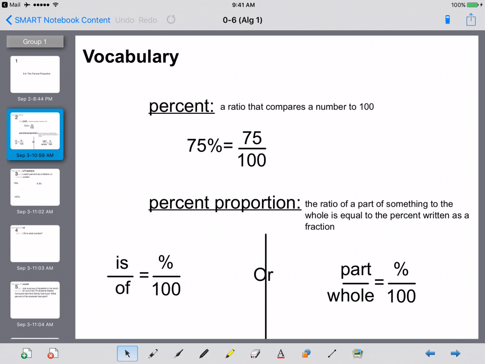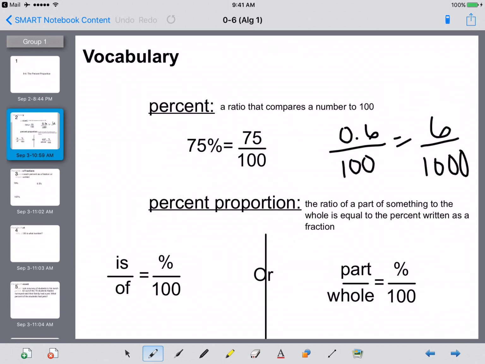So some vocabulary here: a percent is a ratio that compares a number to 100. So 75% would mean 75 over 100, or 25%, 25 over 100. 0.6% would be 0.6 over 100, which would then be 6 1,000ths. Okay, so make sure that whatever number is the percent is what goes over 100.